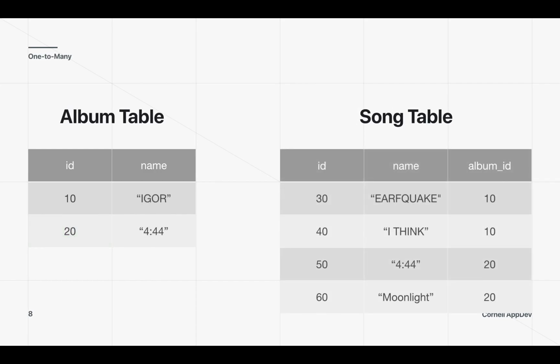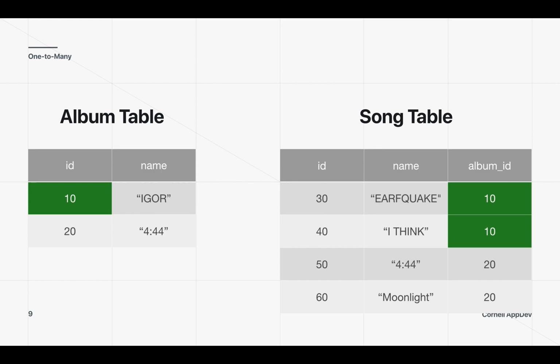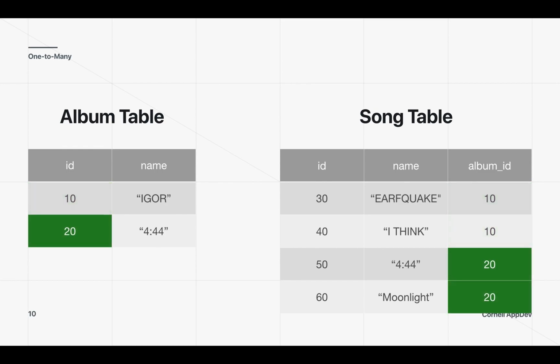An example of a one-to-many relationship is albums and songs, if you're making a streaming service, for example. You could have albums with a single ID, but they can reference multiple songs in the song table. Conversely, each song in the song table can reference one and only one album. So that creates the distinction of one album to many songs.